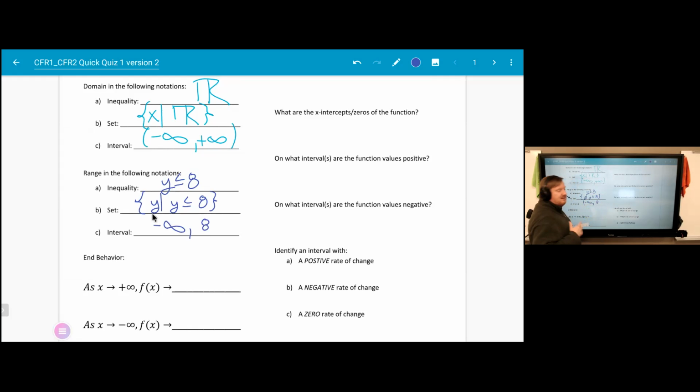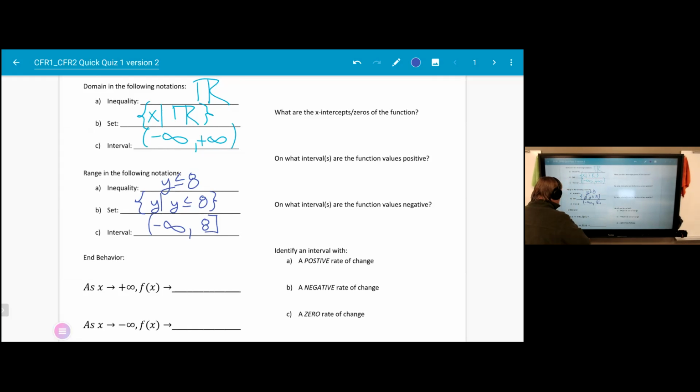We obviously don't know the number for negative infinity, so we're going to put a parenthesis on there. We did say it touched 8 though. We've said that in the other two notations, so I'm going to put a nice little bracket on there. If you don't think it touches, make all the notations say it doesn't touch.